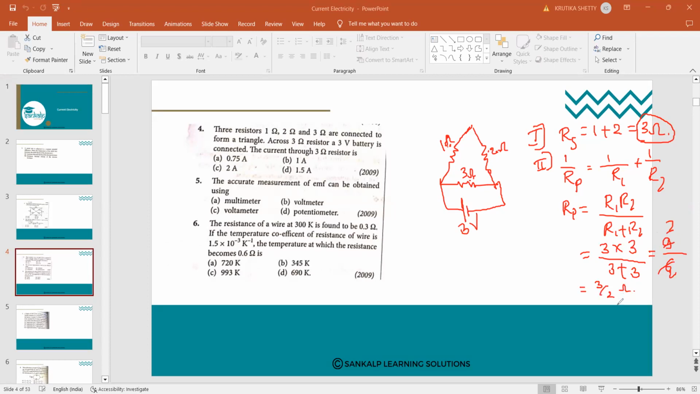Yes, so the effective resistance is how much? It is 3 by 2 ohm in the circuit. The current is given by V by R. So V is 3 volt upon 3 by 2, so the 3 cancels and we get just 2 ampere.